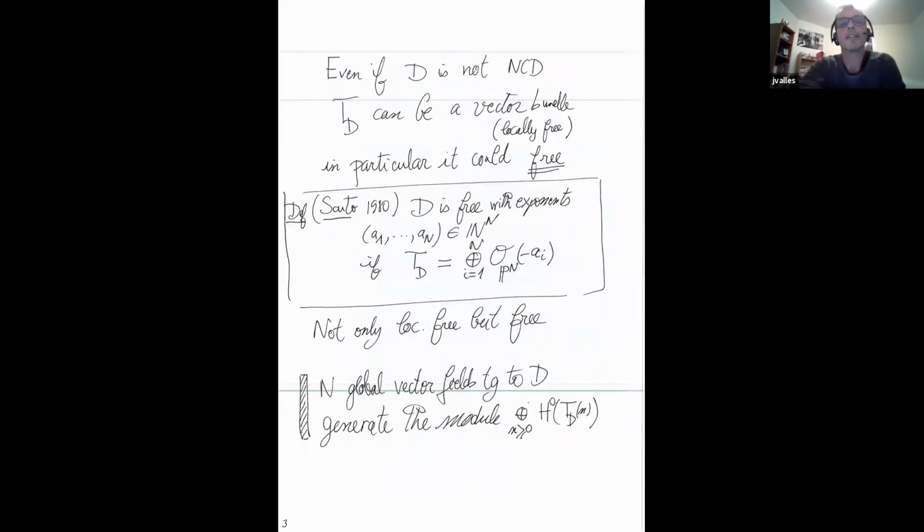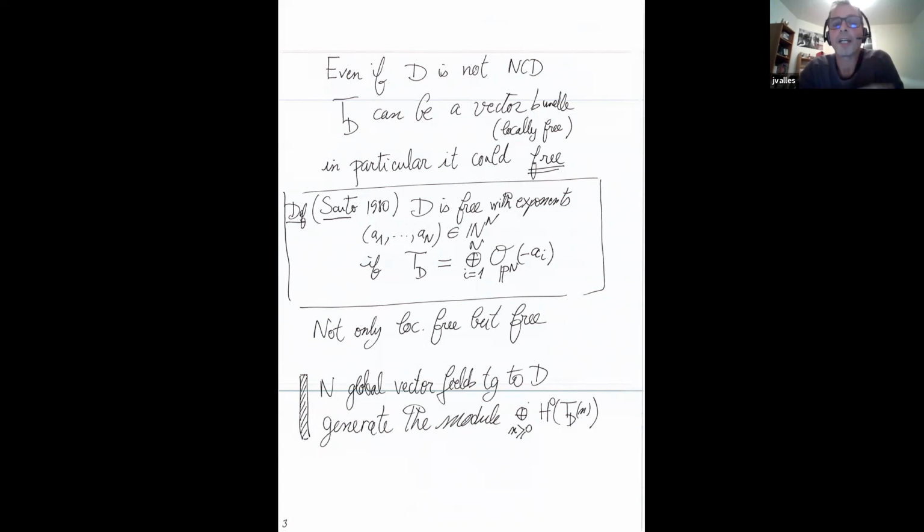So, as I said, if D is not a normal crossing divisor, TD can still be a vector bundle. But in particular, it could be free, which means more than locally free. It means that globally, D is free if it splits as a sum of line bundles. So locally free is not a sum of line bundles in general. For instance, the tangent bundle in Pn is locally free, is a vector bundle or a locally free sheaf, but it's not a free sheaf. It's not a direct sum of line bundles.